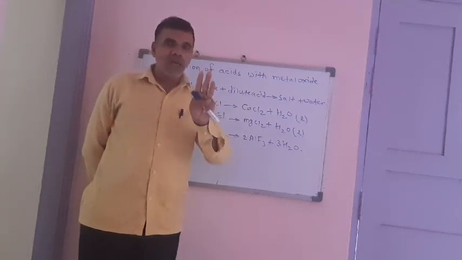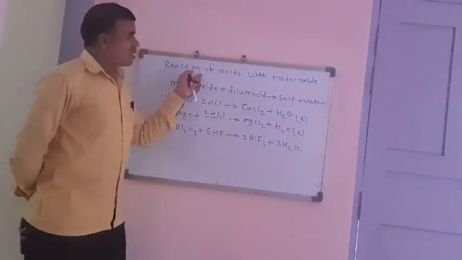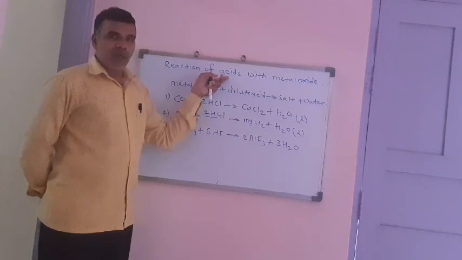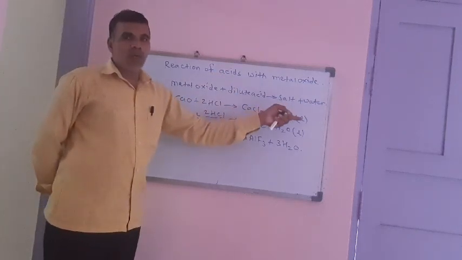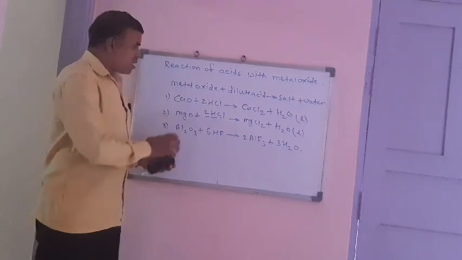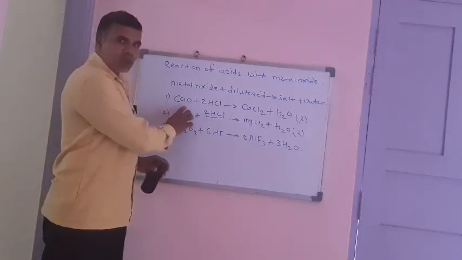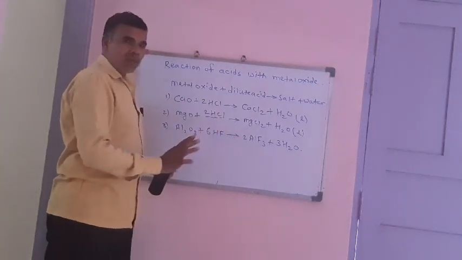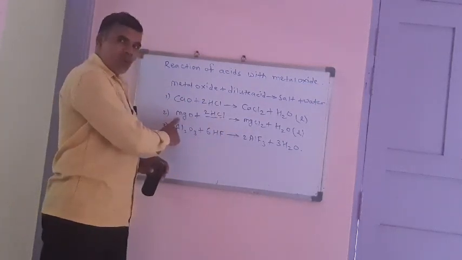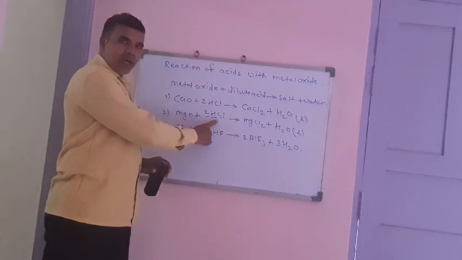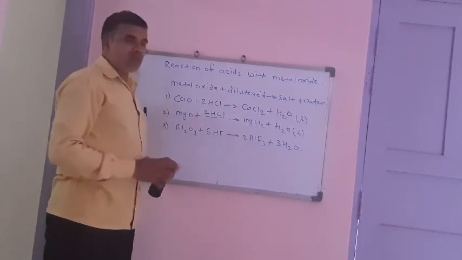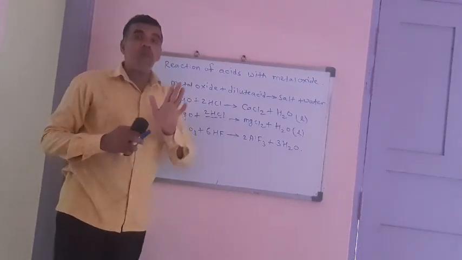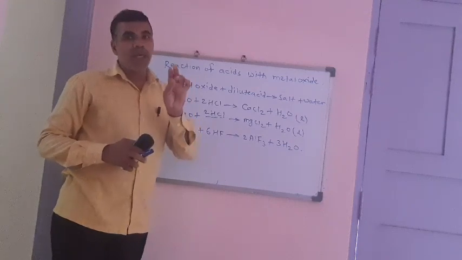And the third reaction we have to take is the reaction of a metal oxide with acid: metal oxides reacted with acid to form salt and water. First example, calcium oxide reacted with HCl to form calcium chloride and water. Next, magnesium oxide reacted with hydrochloric acid to form magnesium chloride and water. So we have completed the reactions of acids with metals and metal oxides.